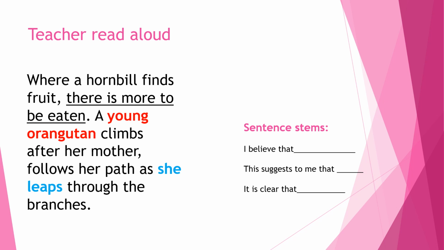Okay, I'm going to start from the beginning again. A young orangutan climbs after her mother, follows her path as she leaps through the branches. She leaps. The word makes me consider that this animal is quite confident in moving from branch to branch, because if they weren't confident in doing so, they certainly wouldn't be leaping.